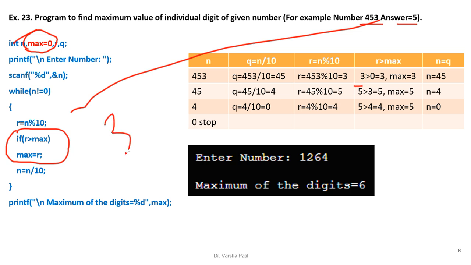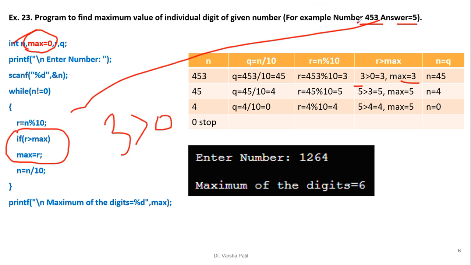So when 3 is greater than 0, it indicates that the current max is not the proper one, we should change it. So what we are doing is max is equal to r, whatever the value of r we give to max. Initially max is 0, but after this max will change to r, so max becomes 3. Now see, this is the first iteration. When the iteration starts, max is 0, but after one iteration max becomes 3.